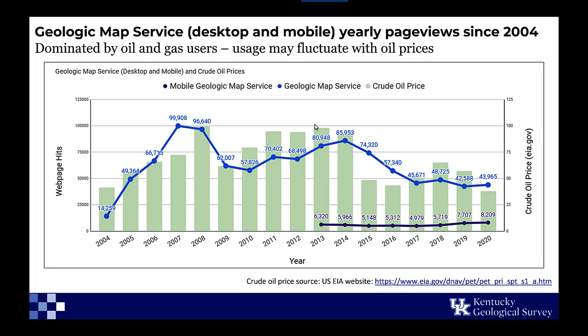But if we just take a look back at the stats over the years, we averaged 62,000 page views a year, but we really get a lot of fluctuation with oil and gas prices, which I plotted in the green. And so I really think our baseline is about 42,000 page views. And then mobile stats are a little washed out in this plot, but the users of the mobile client has increased about 30% since its release.